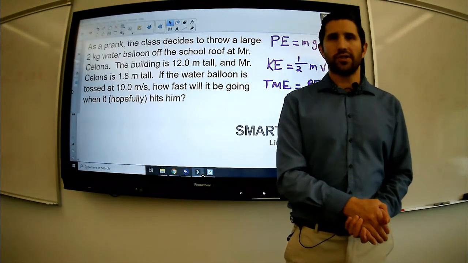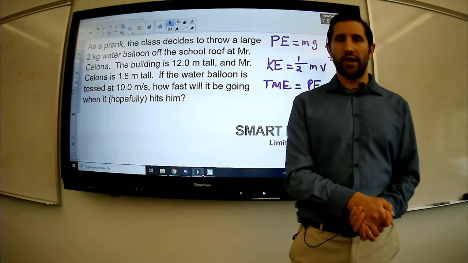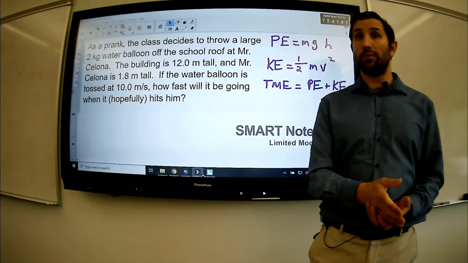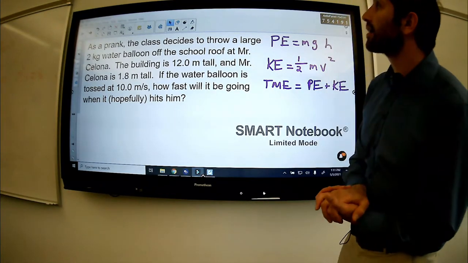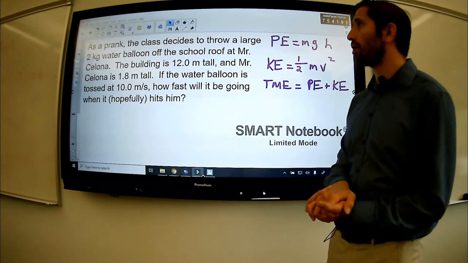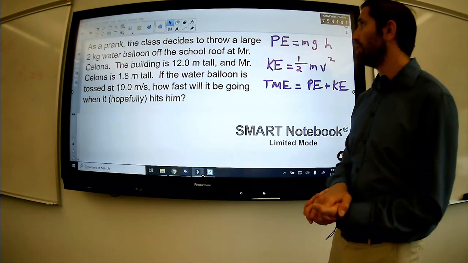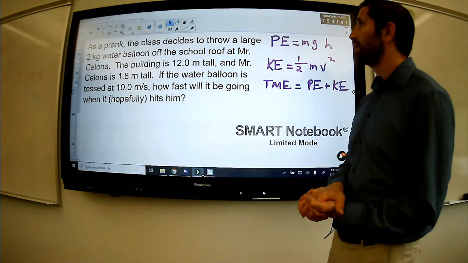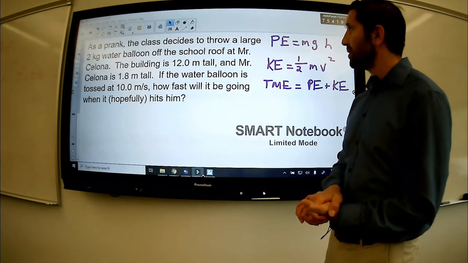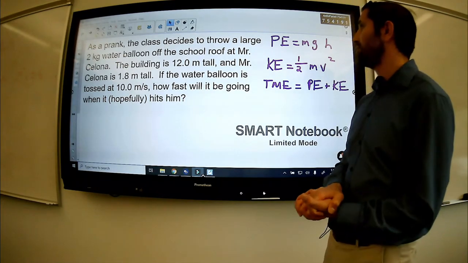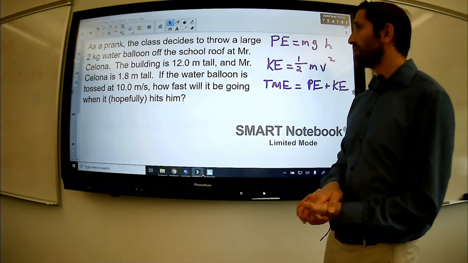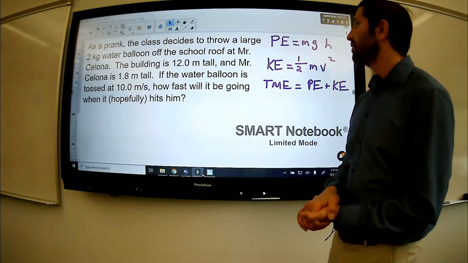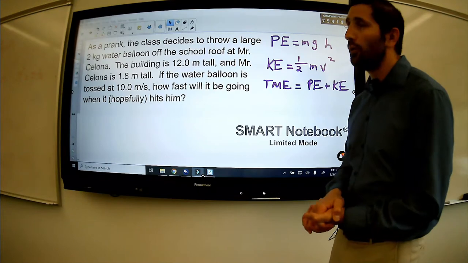All right, guys, so this is going to be an example of a conservation of energy problem. It says, as a prank, the class decides to throw a large 2-kilogram water balloon off the school roof at Mr. Celona. The building is 12.0 meters tall, and Mr. Celona is 1.8 meters tall. If the water balloon is tossed at 10 meters per second, how fast will it be going when it hopefully hits him?